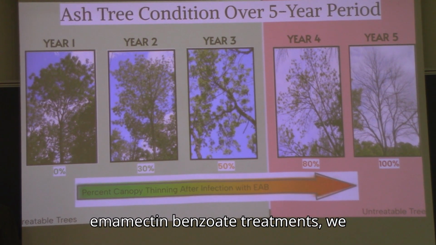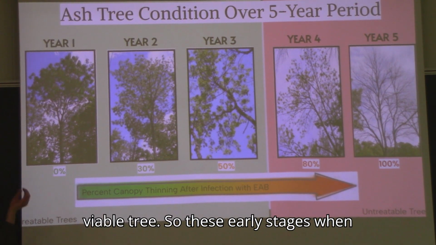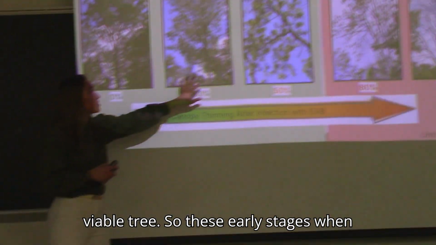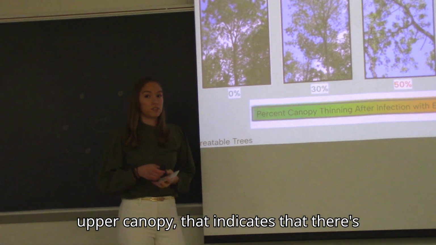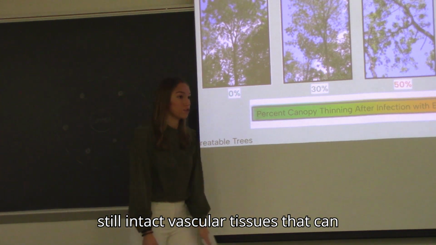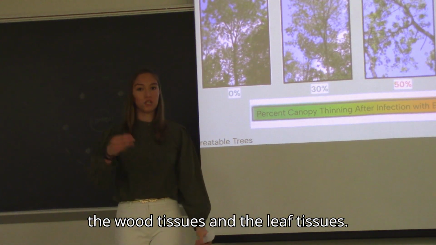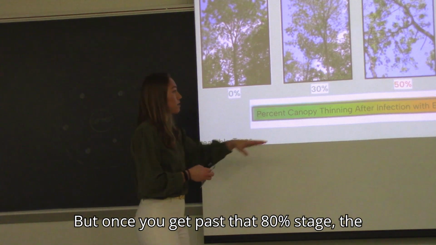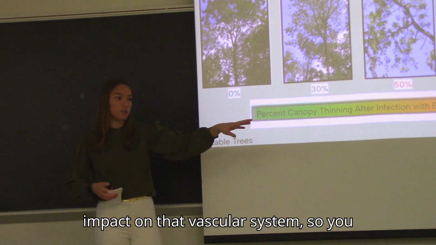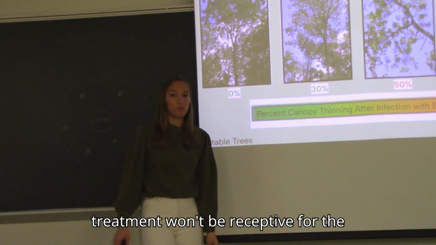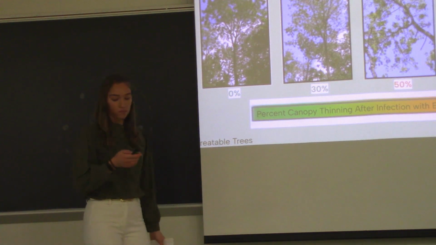In terms of emamectin benzoate treatments, we look at the canopy level for a viable tree. So in these early stages, when there's still enough leaf cover in the upper canopy, that indicates that there's still intact vascular tissues that can transport that treatment up into the upper levels of the canopy and into the wood tissues and the leaf tissues. But once you get past that 80% stage, the larval galleries have had too much of an impact on that vascular system, so you can no longer treat it because that treatment won't be receptive for the actual tree. So the nutrients just won't get there.